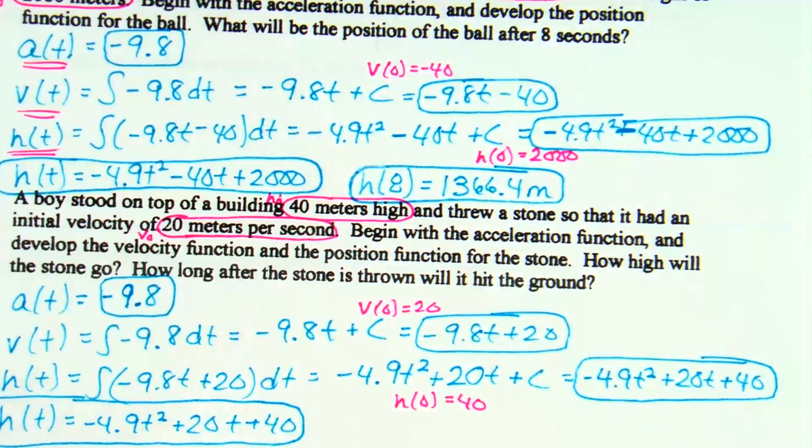How high will the stone go? You need to solve for your time in the velocity equation. Because why? You need to get it to where the velocity is equal to 0, and then you can plug that time into the height equation. Because that's when it will hit the turning point and gravity overtakes it.